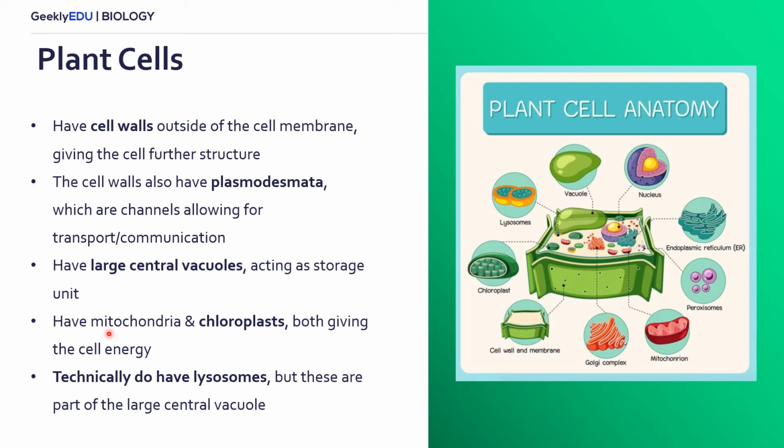Plant cells, like animal cells, have mitochondria, but then they also have chloroplasts, and both of these organelles give the cell energy. So here we can see the chloroplasts and the mitochondrion.